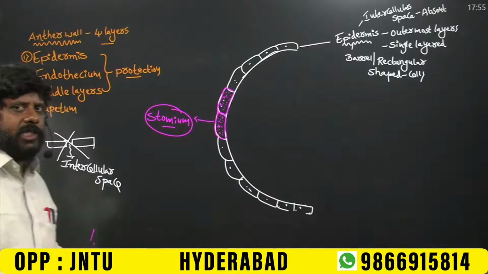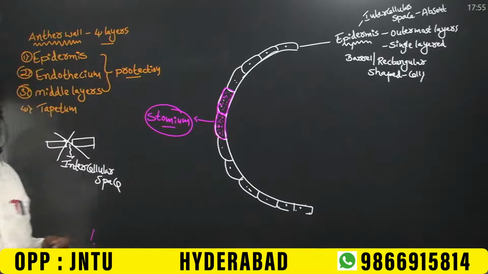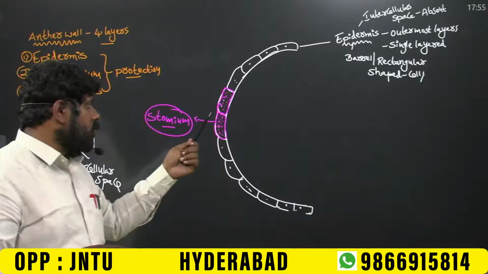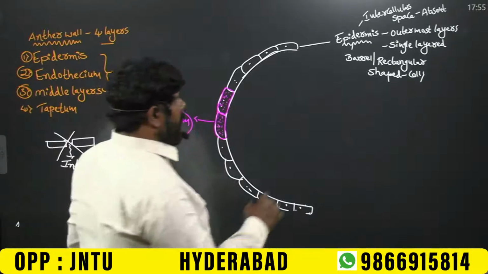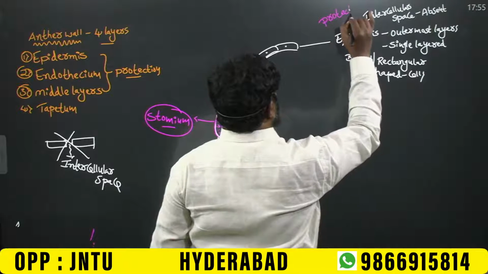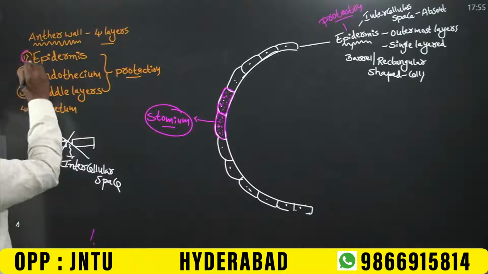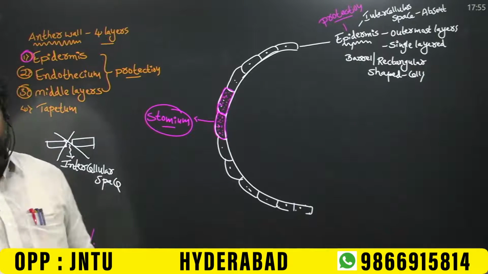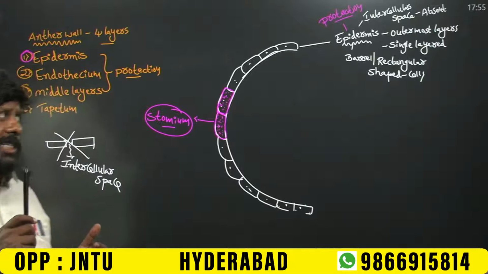So the specialized regions which are present in the epidermis are called stomium. The walls of stomium are thin compared with other cells. And just now I explained, epidermis plays an important role in protection. Epidermis is the outermost layer. Outermost layers always participate in protection. So epidermis is the outermost layer. Epidermis is a single layer.